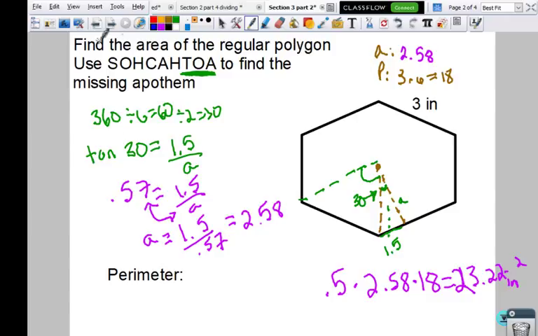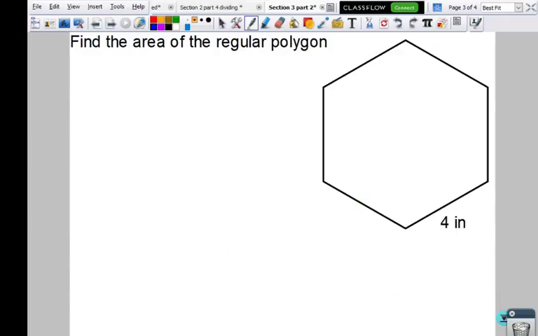Alright, so let's go again. On this next shape here, we're going to do the same thing. So I need to find my perimeter, and I need to find my apothem. So let's do the easy one first.